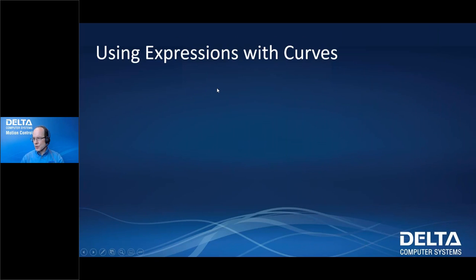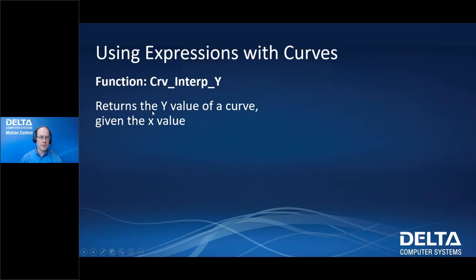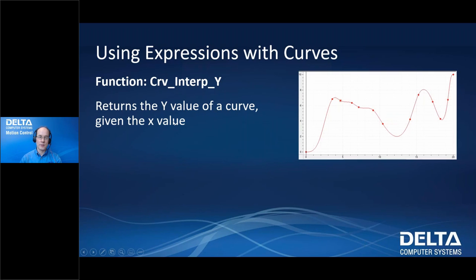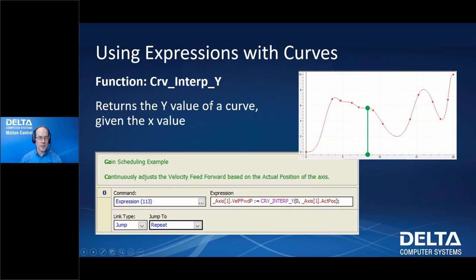Using expressions with curves. We have a function called curveInterpY, where in the user programs, you can use it to return the Y value of any curve given the X value. So let's say we have a curve, we have an X value known here. We can use that function to go find what the point is right at that point. And of course, this is programmatic.